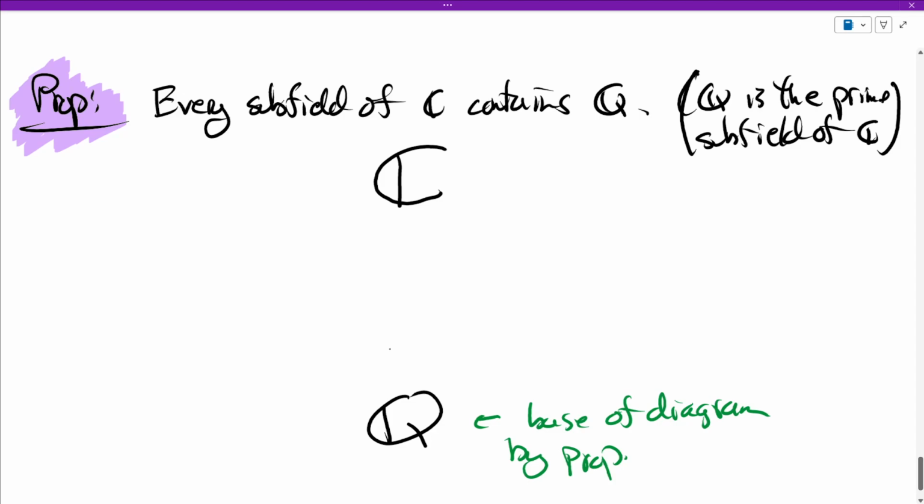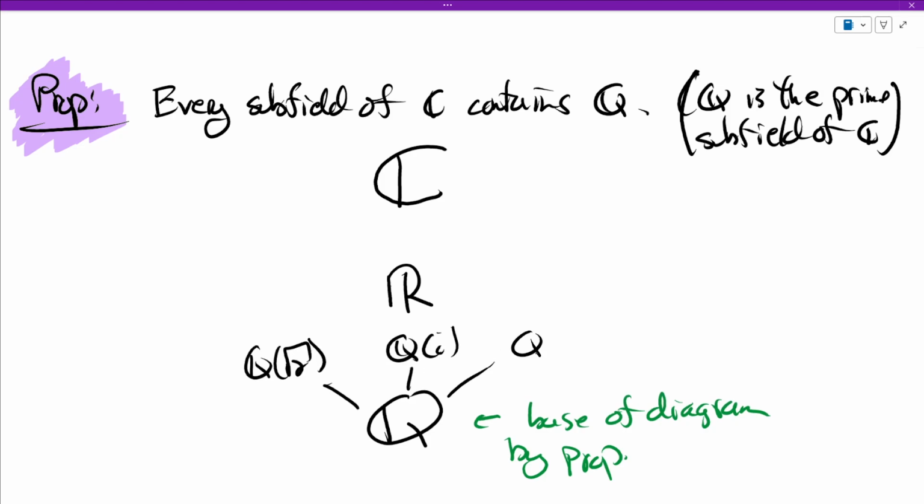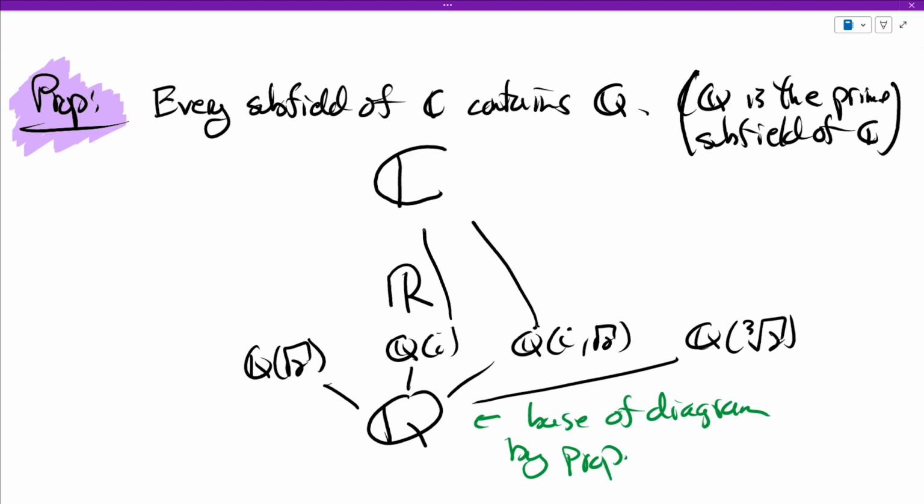And then there's all these fields that sit in between Q and C. Namely, there's like R, there's like this Q adjoin root 2, there's like this Q adjoin i that we just looked at, there's like this Q adjoin i root 2, there's maybe some Q adjoin cube root 2s. There's so much that sits inside. And if I were to try to draw all of the fields that sit inside, we would need uncountably infinite time to do that. Okay, so it's just some of them.